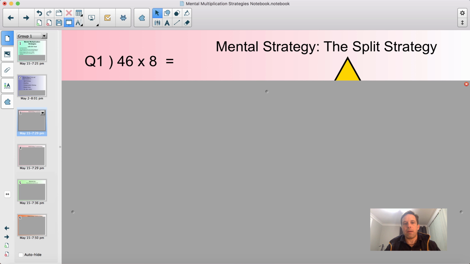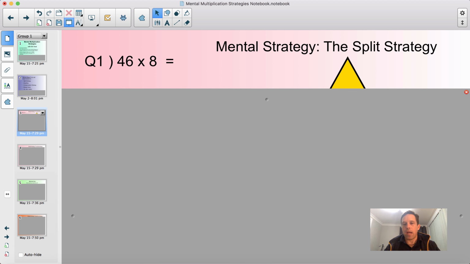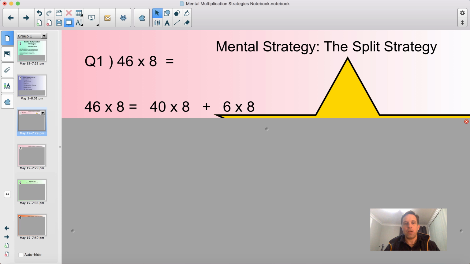So imagine we had the number 46 times 8. That could be challenging to work out if we couldn't break it down into smaller bits. And this is an example of how I would break it down. First thing I would do is I would split it into 2 parts. 46 times 8 is the same as saying 40 times 8 plus 6 times 8. Now I have the ability to work out each of these sections without putting them together.